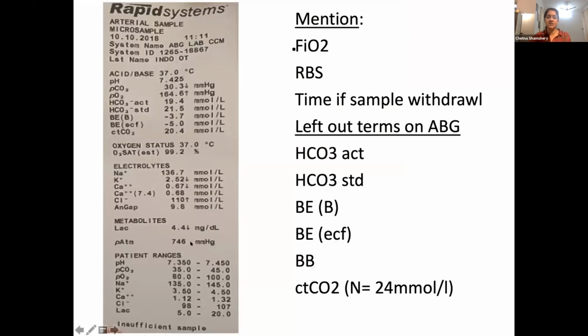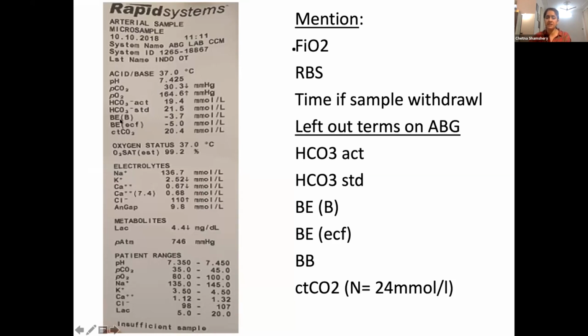This is how an ABG slip looks. We have discussed what pH and PCO2 are. This is the partial pressure of oxygen. This is bicarbonate. What are ACT and STD? This is actual and standard. Standard is the value in which temperature and atmospheric pressure have been managed. This value is to be relied upon when you are trying to give bicarbonate to the patient. Actual is the patient's actual bicarbonate value, but if you want to supplement bicarbonate to a patient, it has to be based upon the standard value.